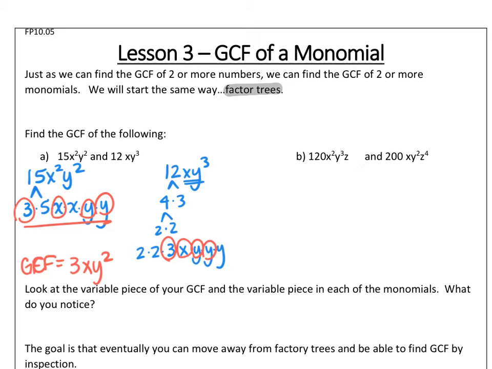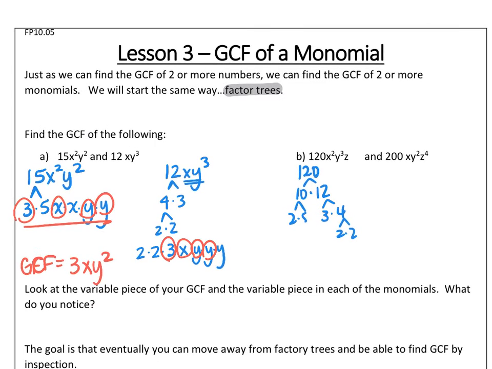Let's take a look at another one, a little bit bigger. So 120x squared y cubed and 200x squared y cubed z. So basically, we're just going to do a little factor tree for 120 first. So 120 is 10 and 12. This is 2 and 5. This is 3 and 4. That breaks to 2 and 2. So 120 x squared y cubed becomes 3 2's and a 3 and a 5. And then when I expand out my letters, I have x, x, y, y, y, and a z.